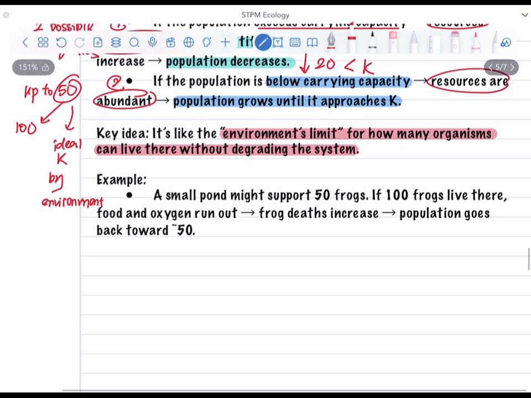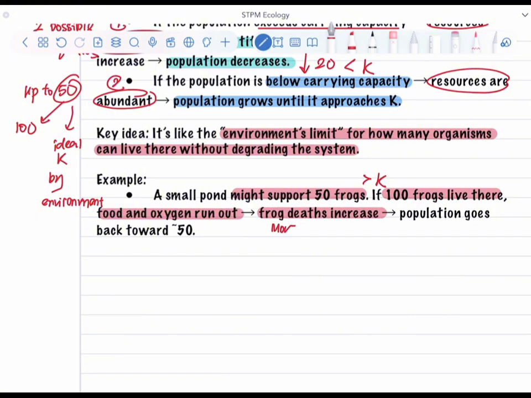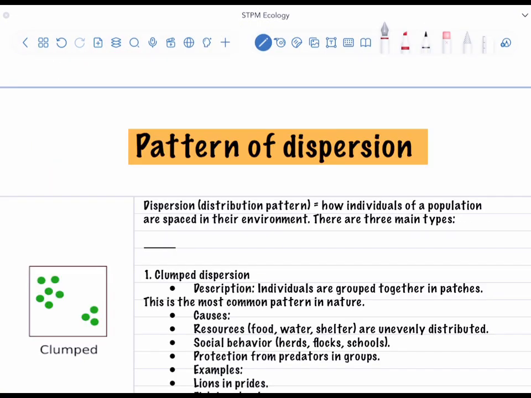So this is just the example that I gave just now. For example, there is a small pond that might support 50 frogs, but if it already exceeds the limit, which is 100 frogs living there, the food and oxygen will definitely run out. The frog deaths will increase, the death rate, or we say the mortality rate, will increase until it backs to the amount that the environment can support.